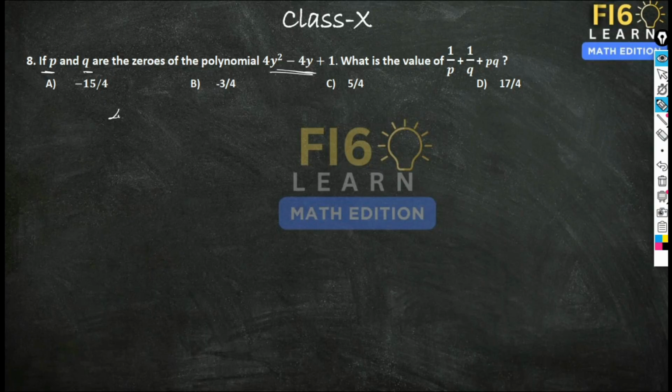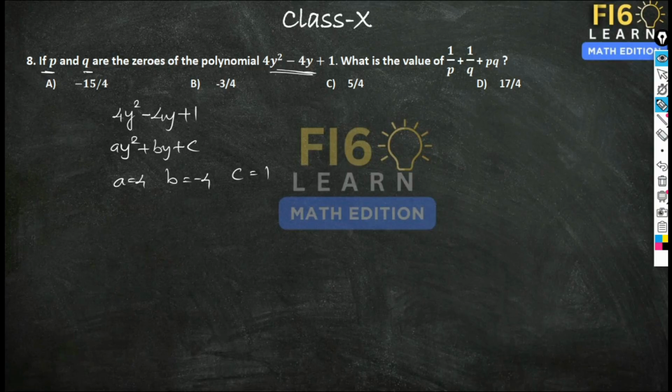Let us write the given polynomial equation: 4y square minus 4y plus 1. We can compare this with the general form of a quadratic equation, ay square plus by plus c. Here the value of a is 4, the value of b is minus 4 and the value of c is 1. As per the question, p and q are given as the zeros of the polynomial.